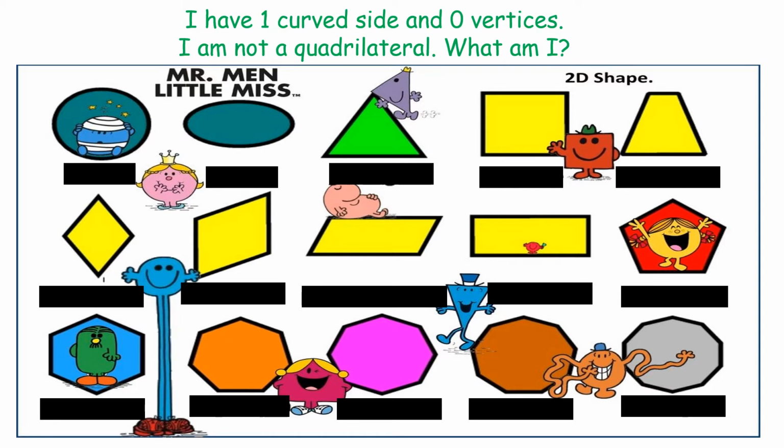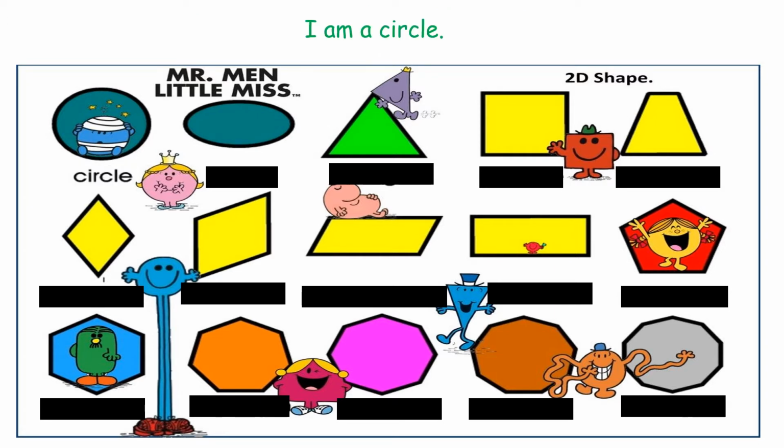What about this riddle? I have 1 curved side and 0 vertices. I am not a quadrilateral. What am I? Have a look at all of these shapes. Which shape do you think is being described? A circle, well done, because we know circles have 1 curved side, and because they have only 1 side, they can't have any vertices.